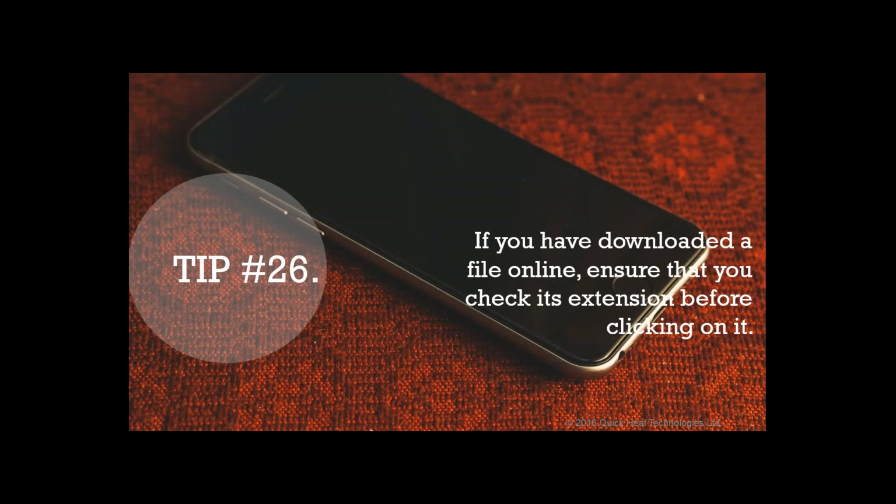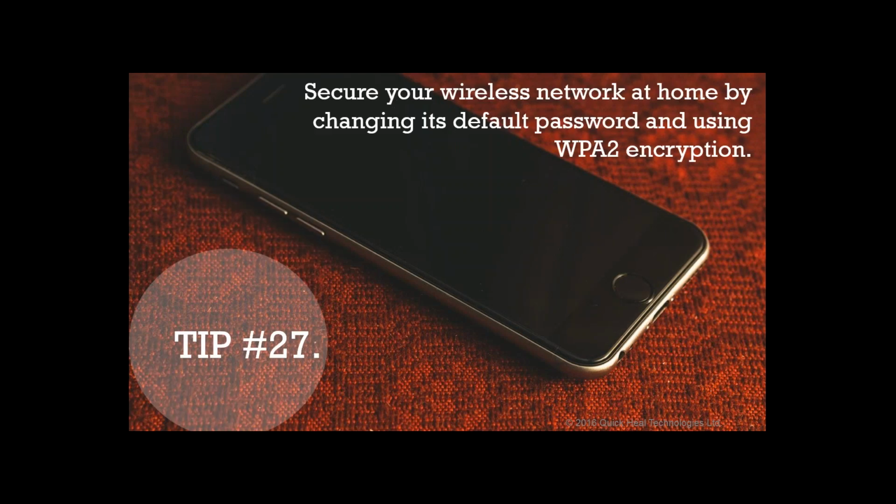If you have downloaded a file online, ensure that you check its extension before clicking on it. A lot of times, this is a way a lot of malwares attack. Say, for example, you download a music file which has an extension saying .txt. It's highly unlikely that that could be a music or a media file, because a .txt extension is for a text file. It could be possible that these files are malicious and can cause problems to you. So stay away from such files.